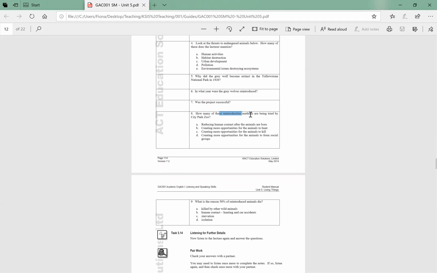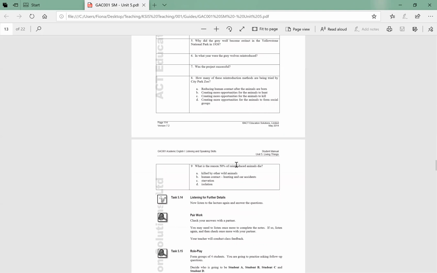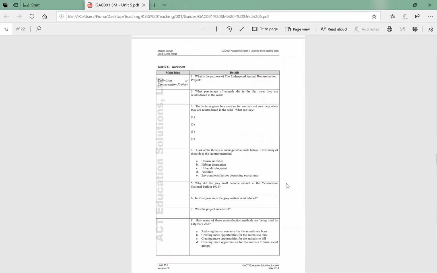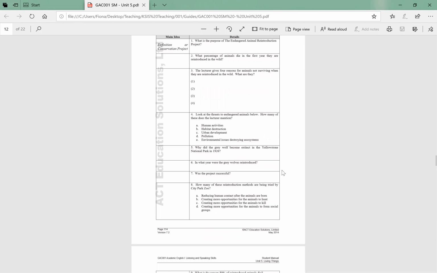How many are being tried in the City Park Zoo? This would fall into future. So things that we're doing in the future. And finally, what is the reason 50% of reintroduced animals die? And this would fall also into future. Okay. So we're going to continue to listen and see if we can answer the rest of these questions one at a time.